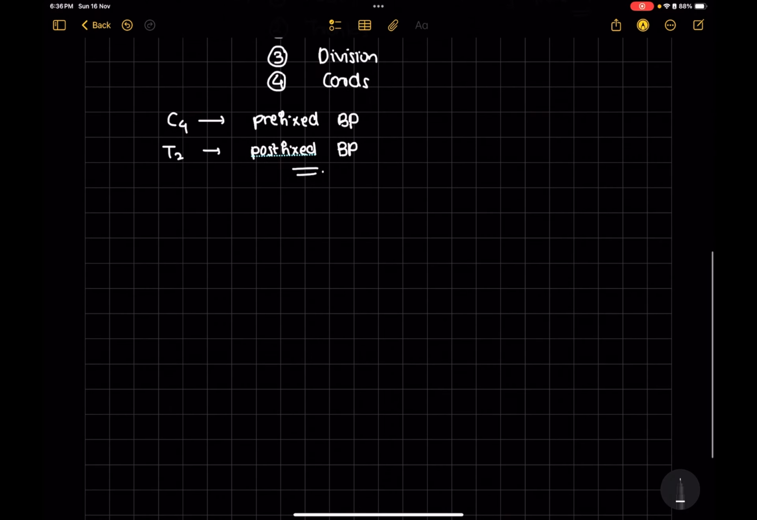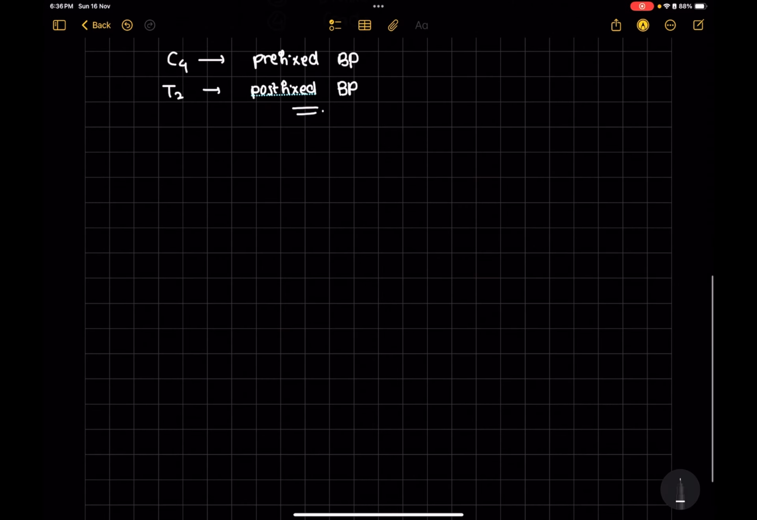Now I am going to draw a diagram which you would not have to draw. It is completely for your understanding purpose. Please don't draw this diagram in your exams. See, these are your roots: C5, C6, C7, C8, T1. Consider this as your roots.